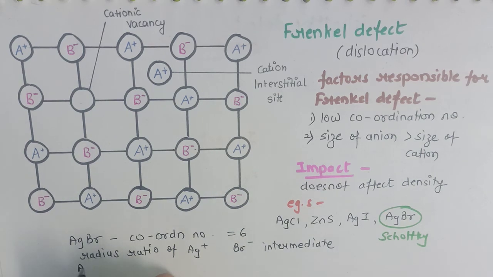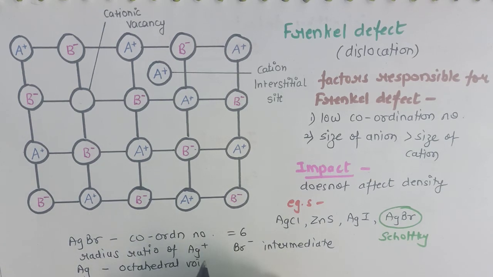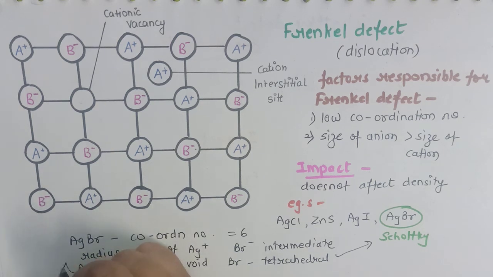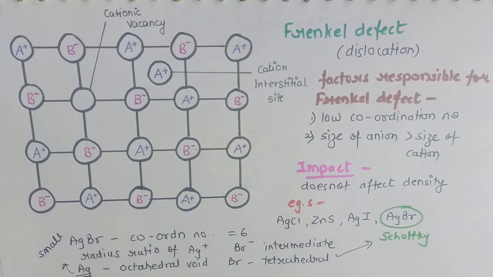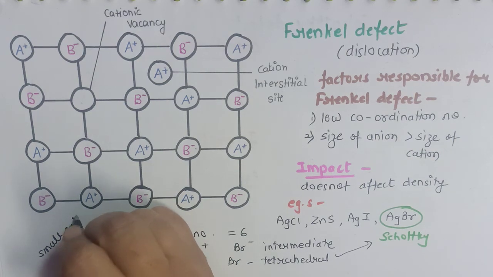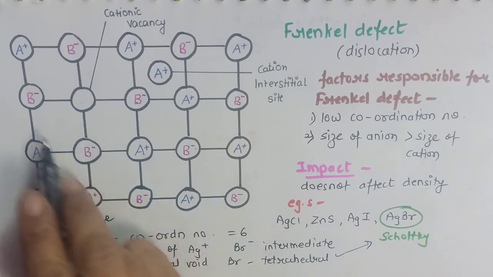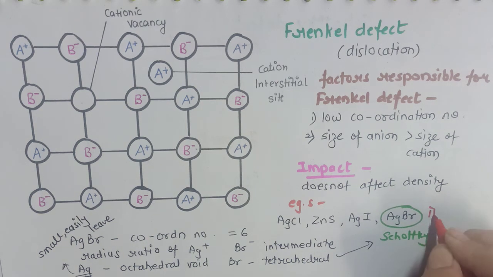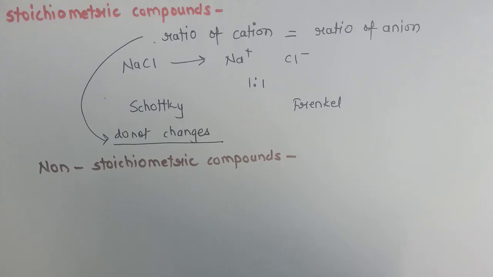As well as, we can say the silver cation occupies octahedral void, and the bromide ion occupies tetrahedral void. Now this is the reason why it shows Schottky defect, and the reason behind why it shows Frenkel defect also is that the silver cation is very small in size, and therefore it can easily leave its place and move to another interstitial site. Therefore silver bromide is the compound which shows both Schottky and Frenkel defect. It's an important example.